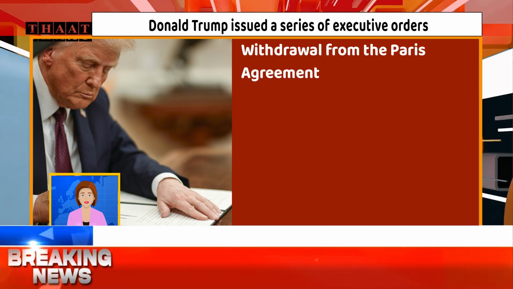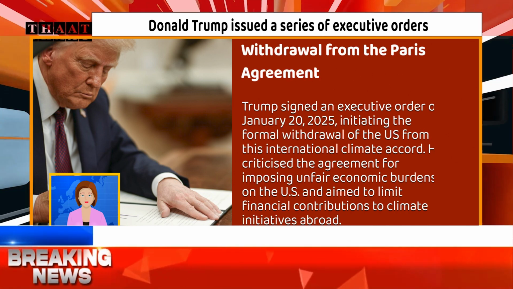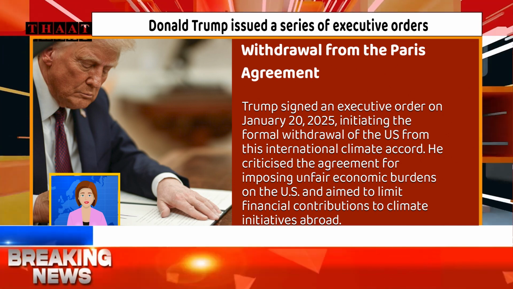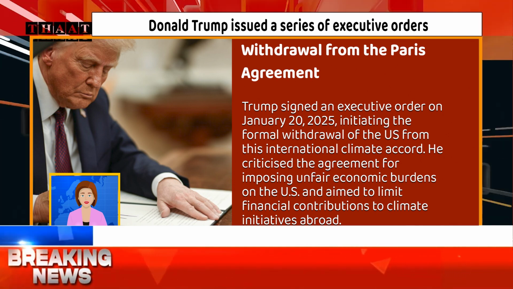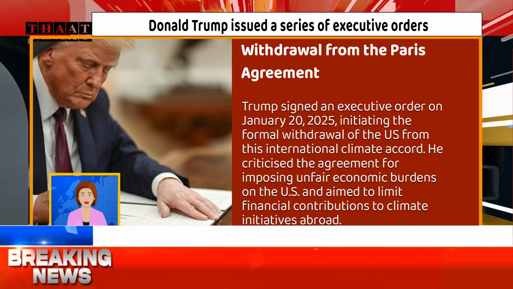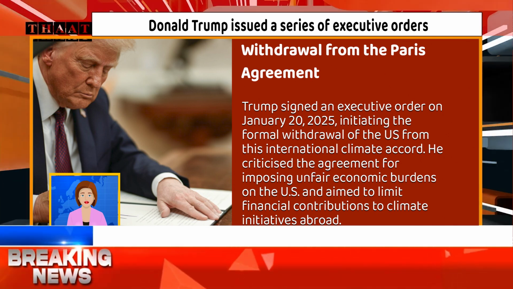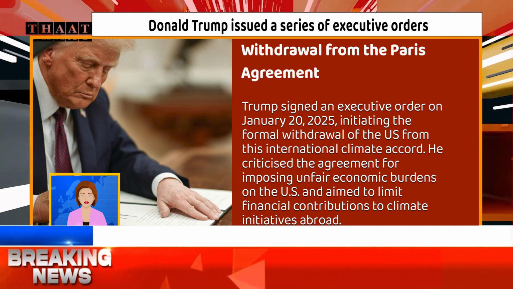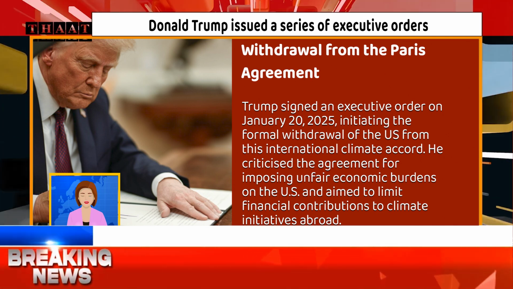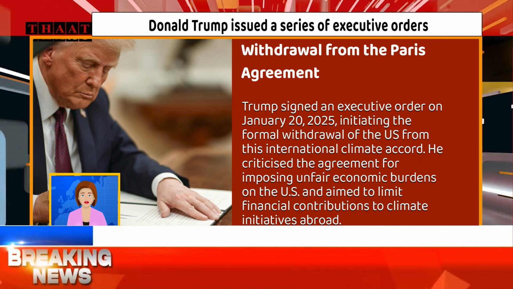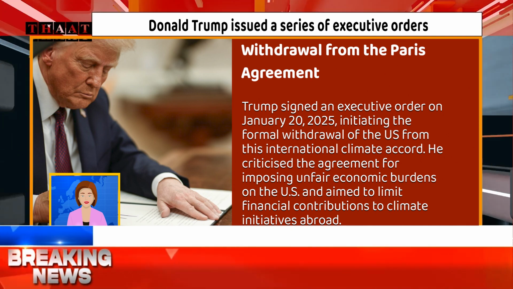14. Withdrawal from the Paris Agreement. Trump signed an executive order on January 20, 2025, initiating the formal withdrawal of the United States from this international climate accord. He criticized the agreement for imposing unfair economic burdens on the U.S. and aimed to limit financial contributions to climate initiatives abroad.